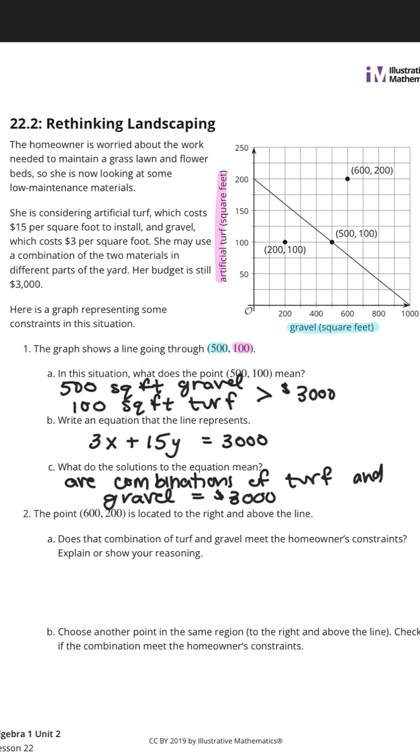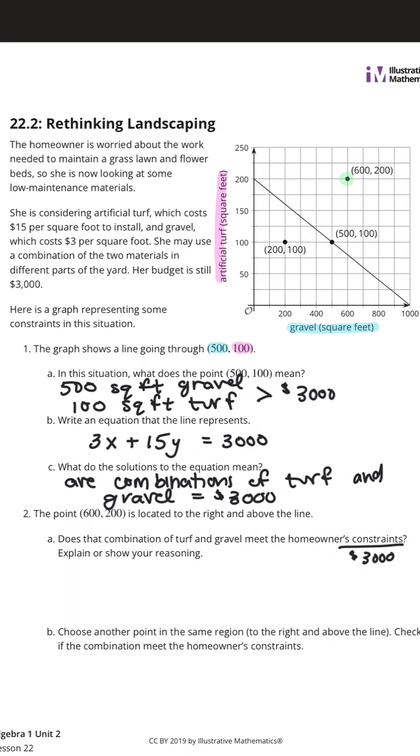But what about this point up here at 600, 200? We know that point means we have 600 square feet of gravel and 200 square feet of turf. This first question is asking if that combination meets the homeowner's constraints. Remember, her constraint is her budget. Does that fall within her budget of $3,000? And this definitely does not.